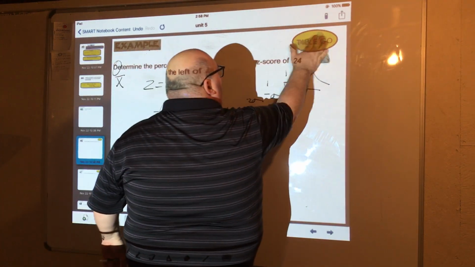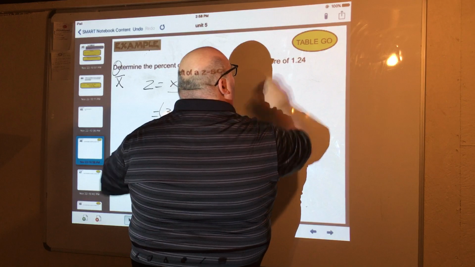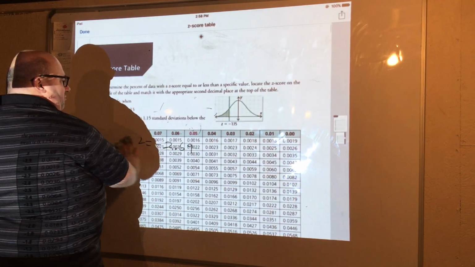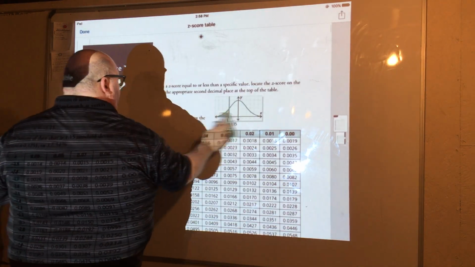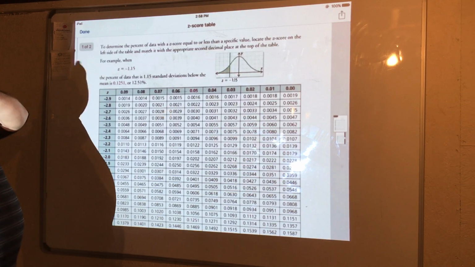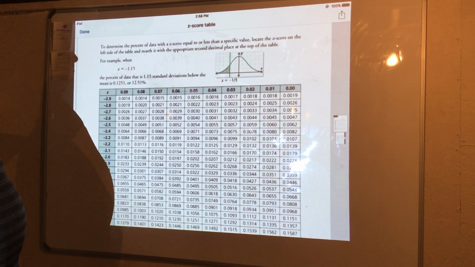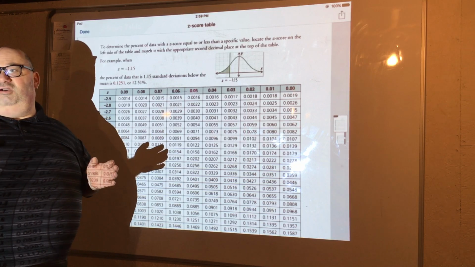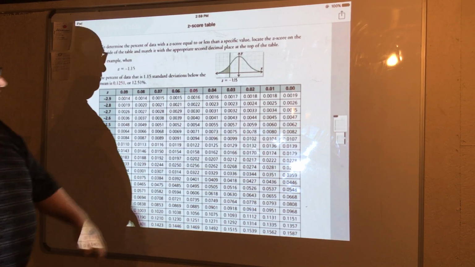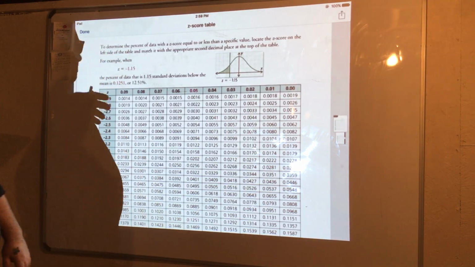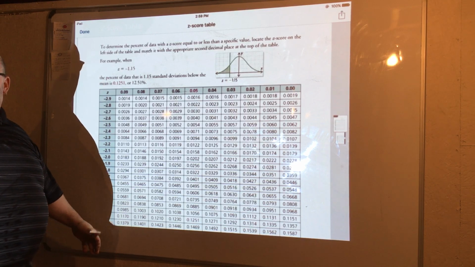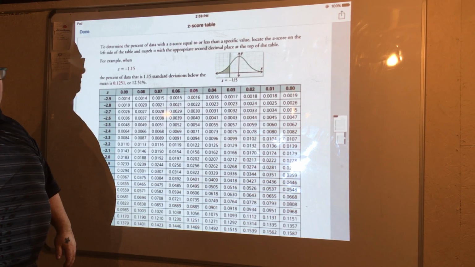So let's click on this table. This is also in the very back of your textbook. Let's see if we can move this up a little bit. There we go. They're giving you an example here. Some z-score tables are different, and you will always be provided with a z-score table. You don't have to memorize these numbers, but there's a bit of a trick to understanding how they work. There's the one page that has all your negative numbers, and the one page that has all your positive numbers.